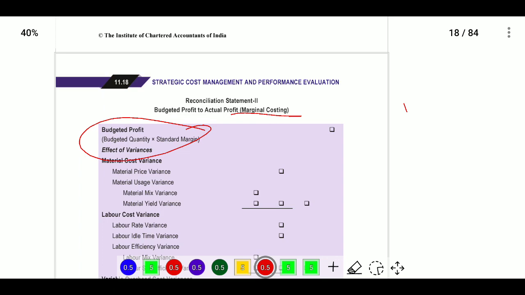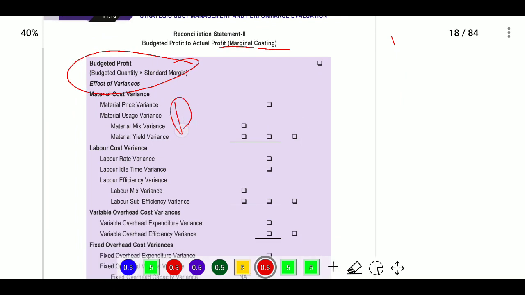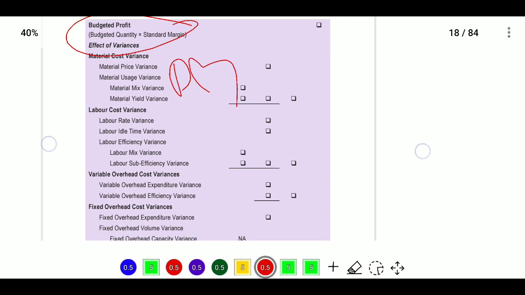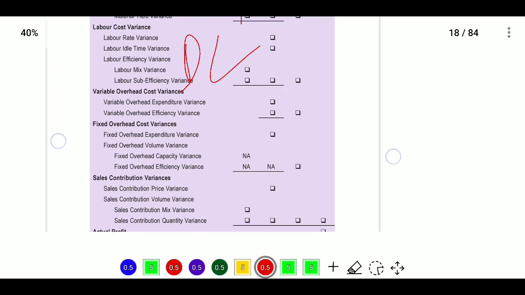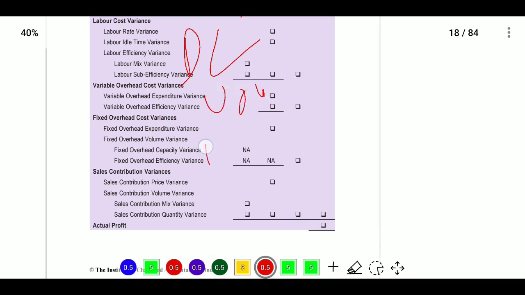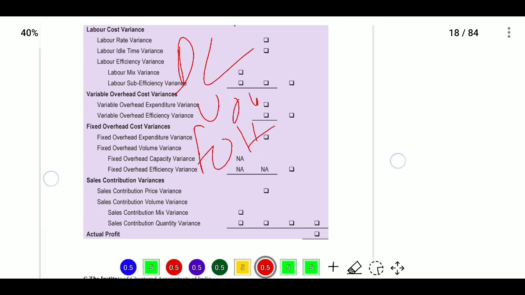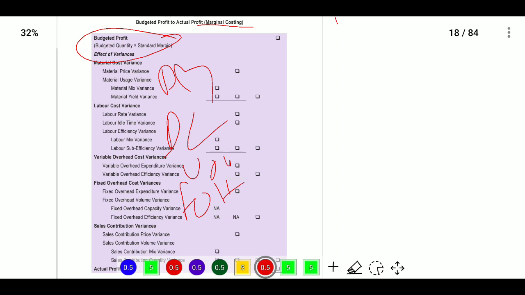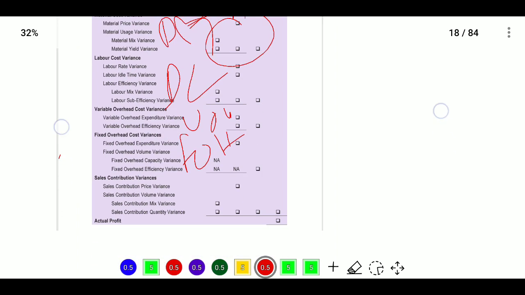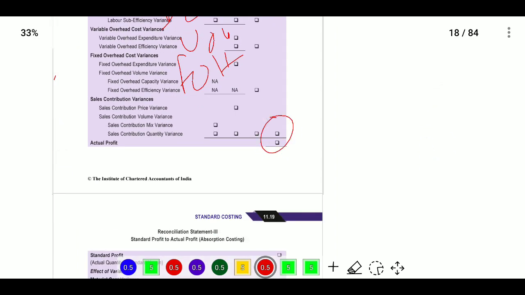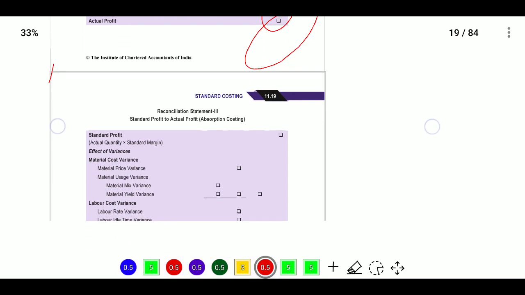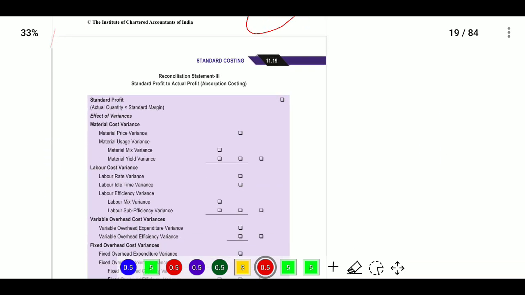Next, variance: is there any variance in direct material, direct labor, variable overheads and fixed overheads? What is the standard? What is the budget we have prepared? What is the actual we have got? We will see the variances. Variance means difference. We will see the difference and get from the standard profit to the actual profit.